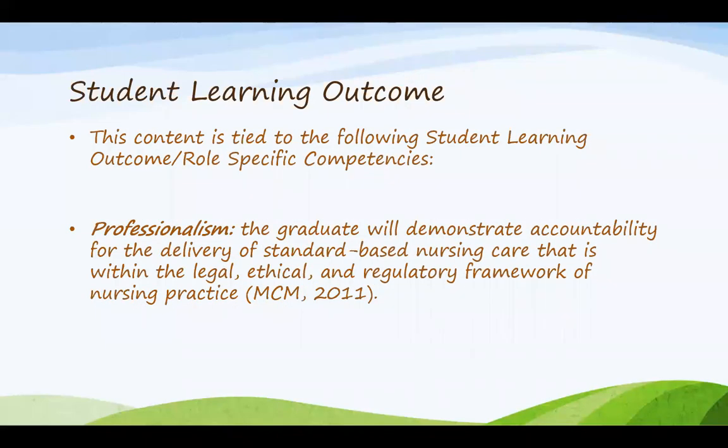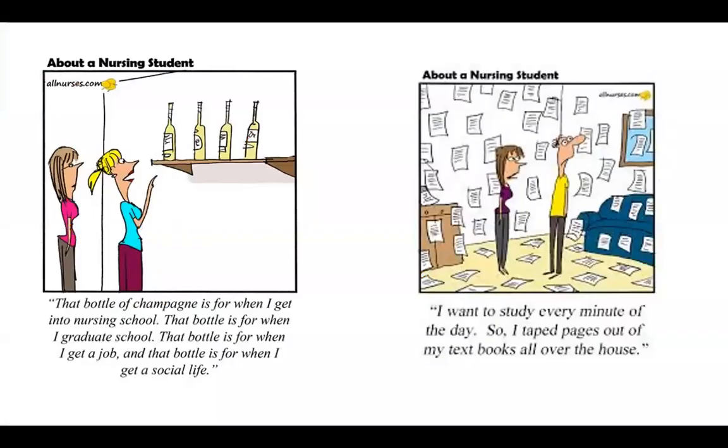Student learning outcome is something that we want you to get out of our whole program. There are different outcomes, and the one that applies specifically to this is professionalism. This is where we say the graduate will demonstrate accountability for the delivery of standard-based nursing care that is within the legal, ethical, and regulatory framework of nursing practice.